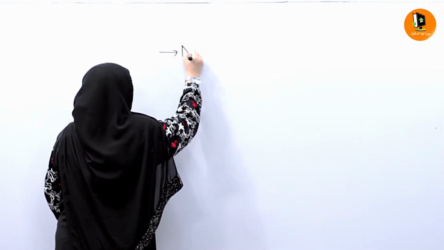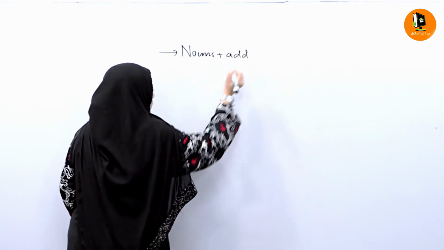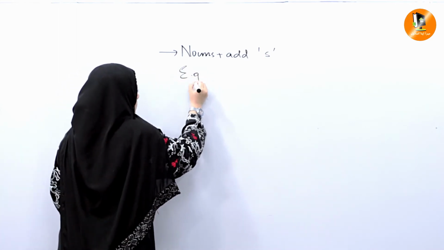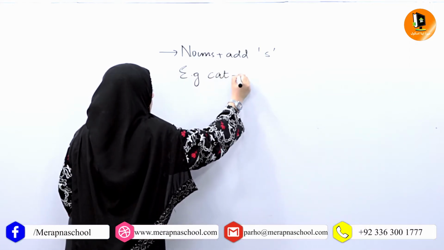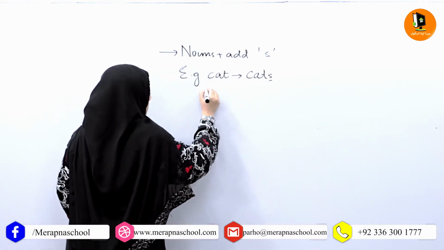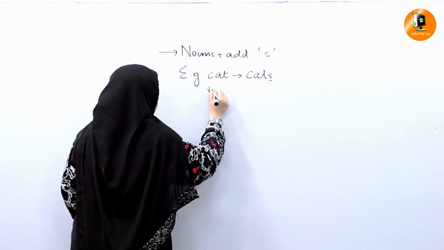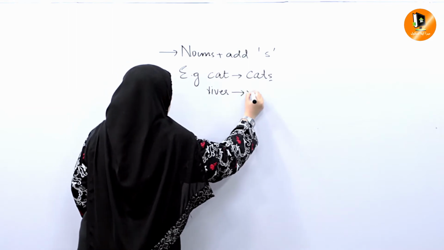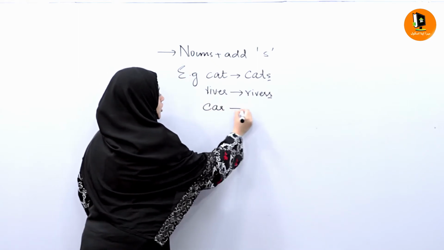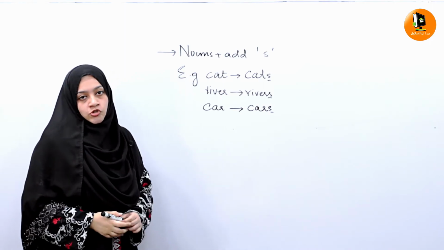Sometimes nouns can be added with S. For example, cat turns into cats, or river changes into rivers, or for example, car changes to cars. Simple.